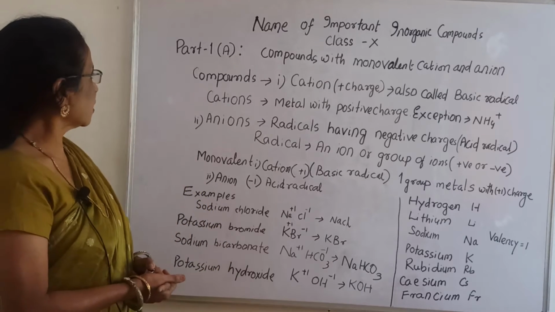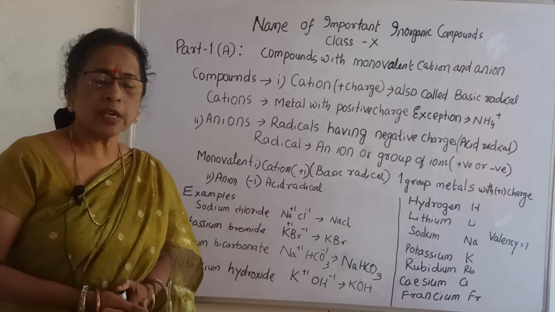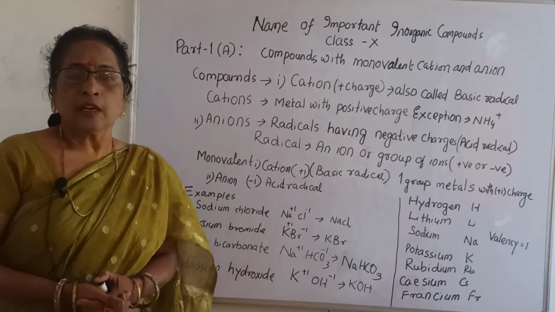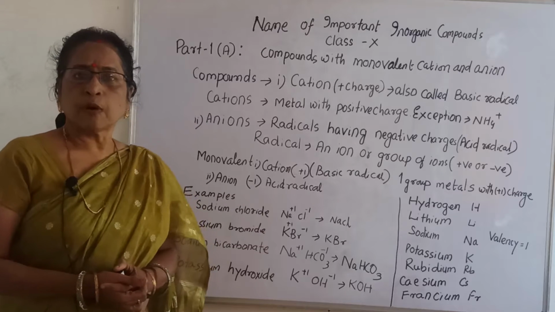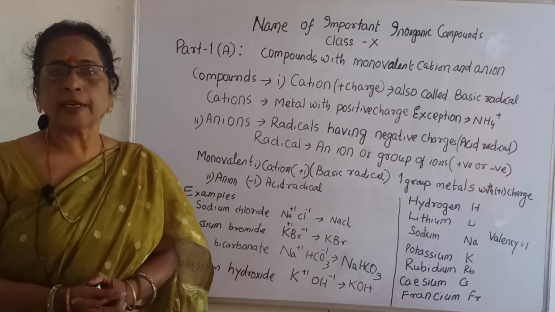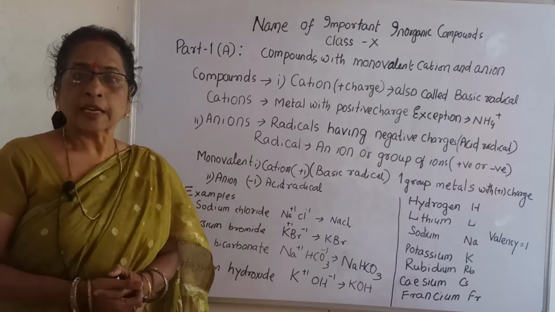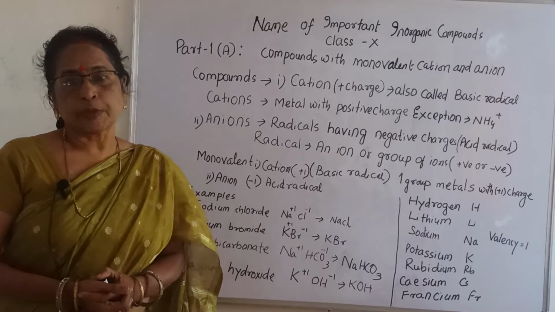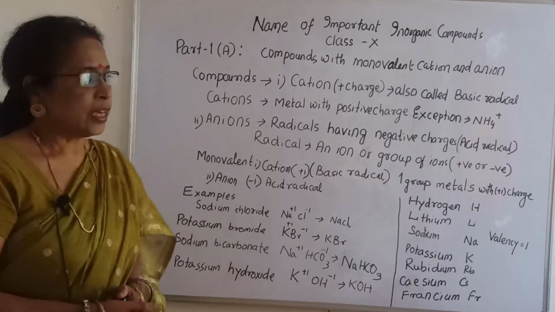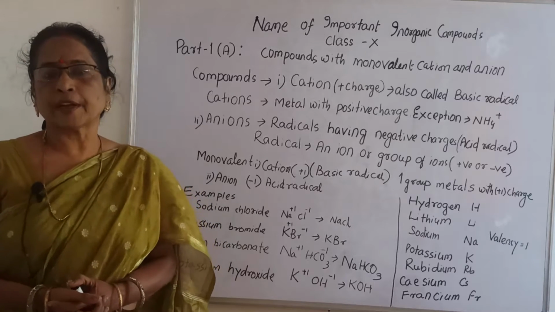Now here first part A we will see compounds with monovalent cation and monovalent anion. Now what we will see? The compound which contains monovalent cation and monovalent anion. What is meant by monovalent? Monovalent means valency 1. Cation means positive charge. Generally here cation, that is called basic radical, and that comes from metals.